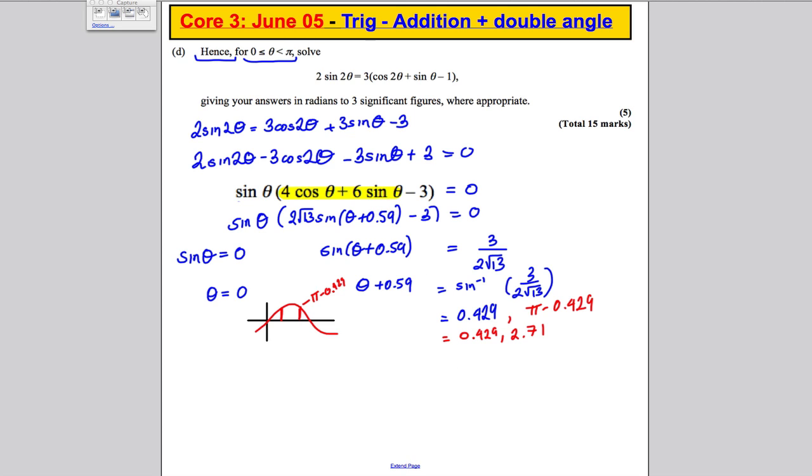But then, to work out theta, when I subtract 0.59 away from both, this one becomes not valid, and this one becomes 2.12 radians to three significant figures. And we're done. Question, pause the video, have a go.